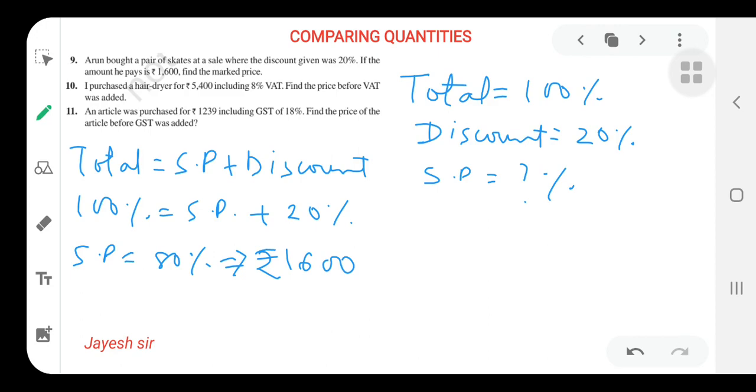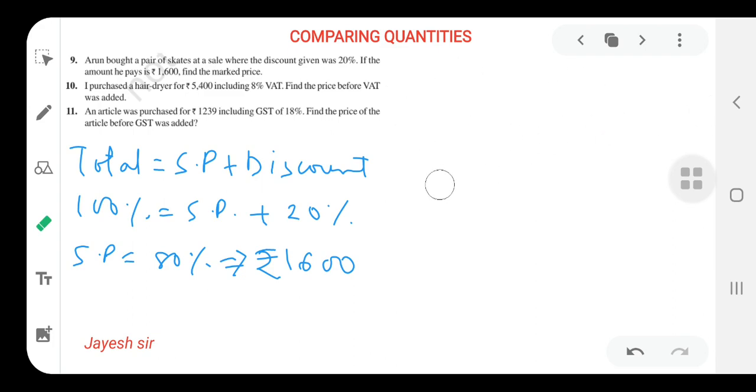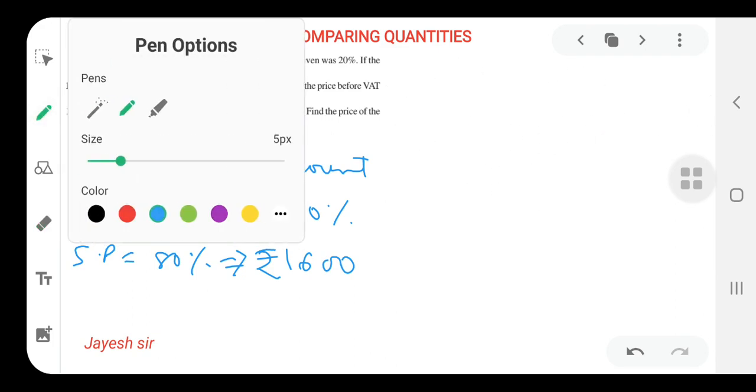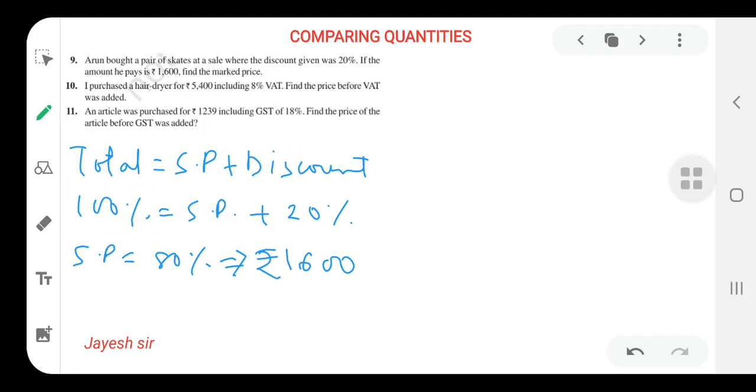Now we need to find the marked price. What is the marked price, or the total amount? Total we can say is the marked price. I hope you all are getting it. So the 80% value is given. Now we need to find the value of 100%. So how will we do it? I am erasing this basic data just for space so that we can solve it easily. The value of 80% is given, so we need to find the marked price.